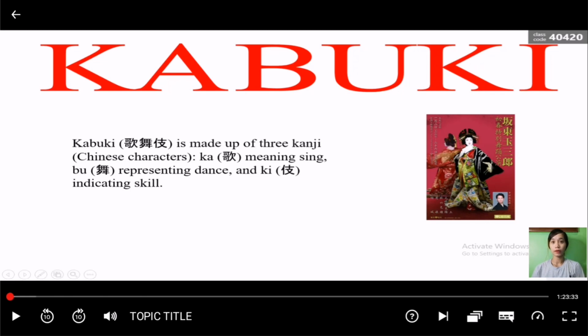So, Kabuki. Kabuki is made up of three kanji Chinese characters. Ka meaning sing, Bu representing dance, and Ki indicating skills. Kabuki means the art of song and dance. It is traditional Japanese popular drama with singing and dancing, performed in a highly stylized manner.